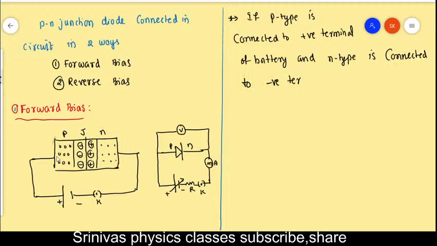It is easy to remember. P is connected to the positive terminal, N is connected to the negative terminal. This is the PN junction diode. A PN junction diode has a P region and an N region. When the P region is connected to the positive terminal and the N region to the negative terminal, the PN junction diode is said to be in forward bias.